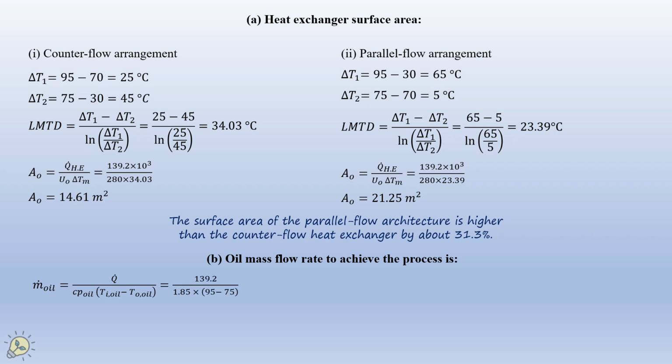The second part, which is related to calculation of oil mass flow rate, we have m dot oil. This equation can be obtained from energy balance. And here we have the heat transfer rate lost by the oil is the same as the heat transfer rate absorbed by the water. And here we have assumed that the heat exchanger is well insulated and there is no heat loss to the ambient. From this equation, we may get m dot oil equal 3.762 kilogram per second.